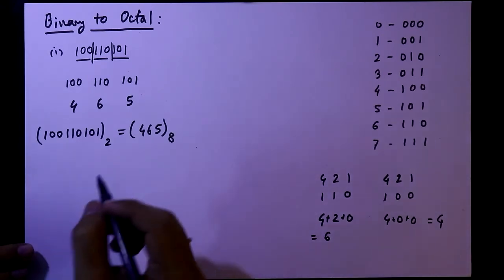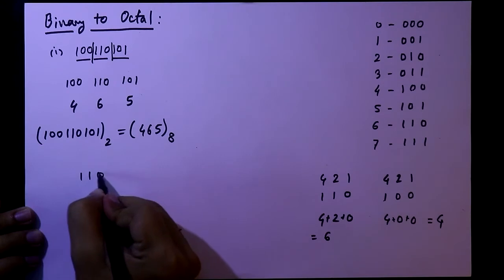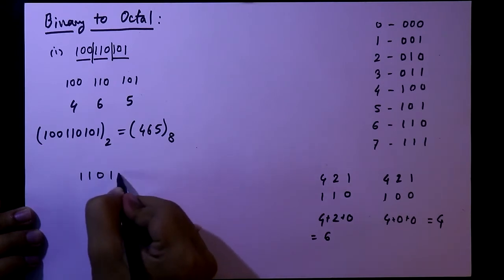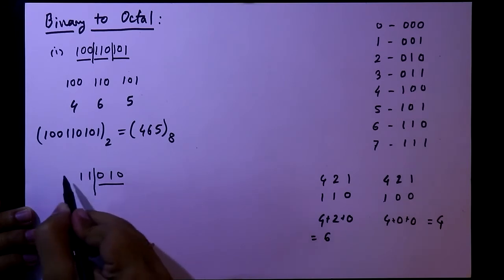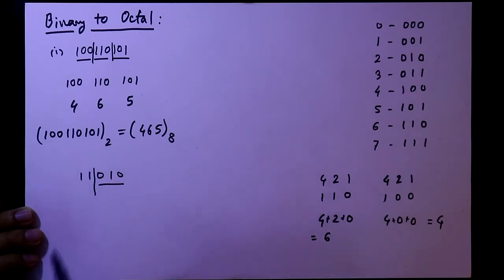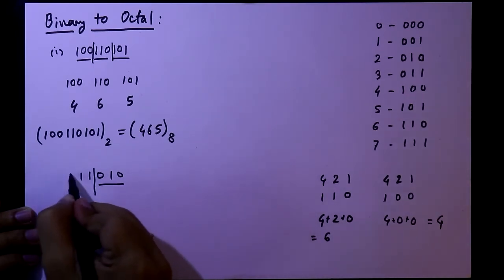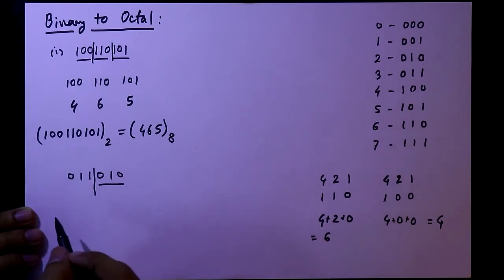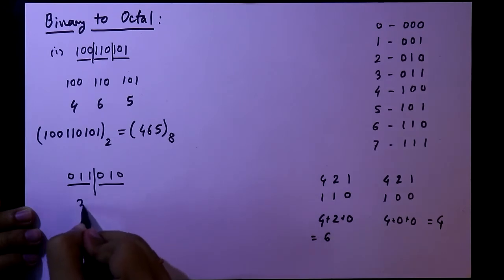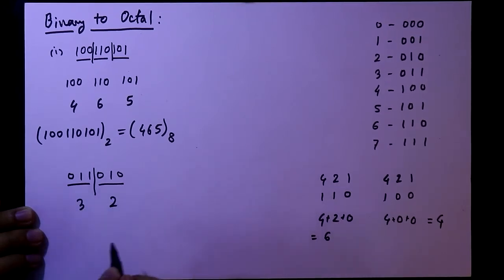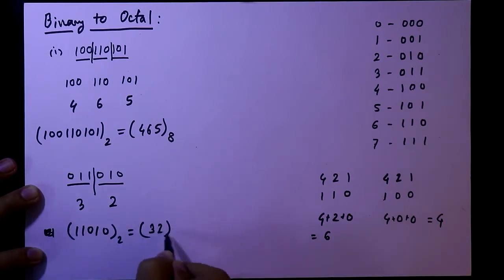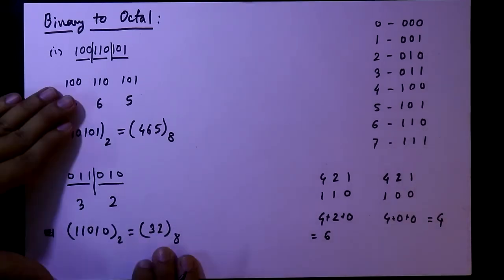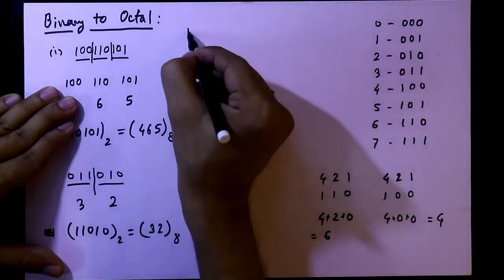Now let's say 11010, but after these 2 bits you do not have any other number or any other bits, so put a 0. Now group it. It is 3 and it is 2. So the equivalent octal number is 32. Now I'll show you the fractional part.